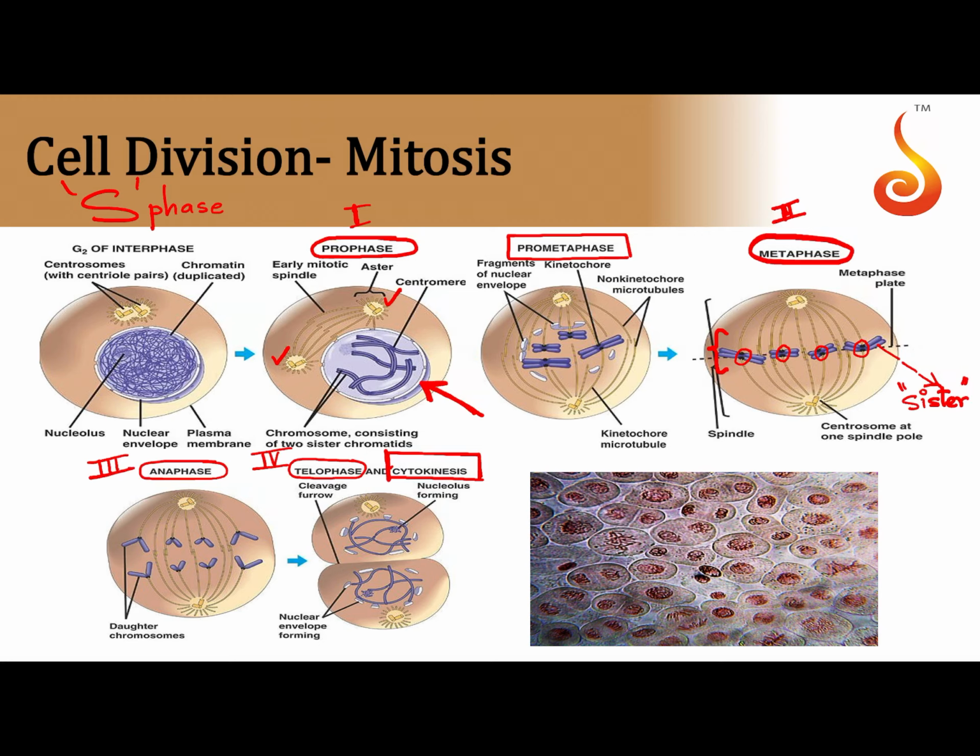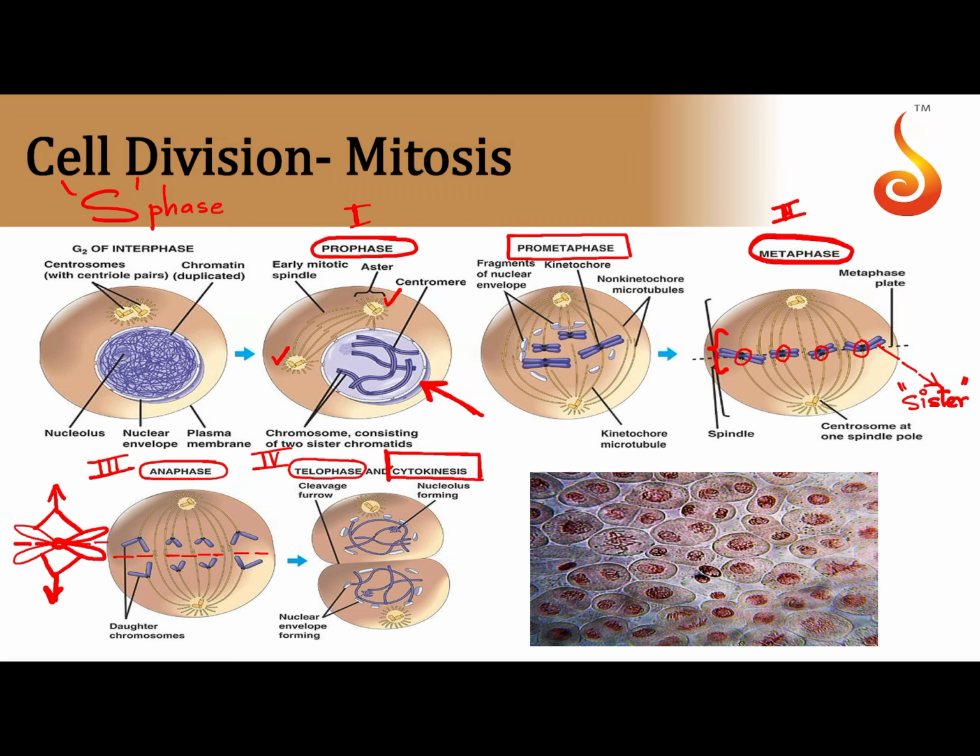What happens during anaphase? The centromere splits. Each chromosome, which had two sister chromatids, the centromere splits in the center. So as a result, the two sister chromatids are dragged away from each other. So splitting of the centromere and the separation of the sister chromatids happen during anaphase.